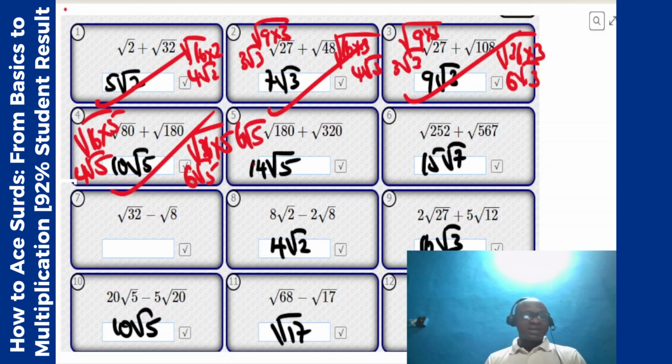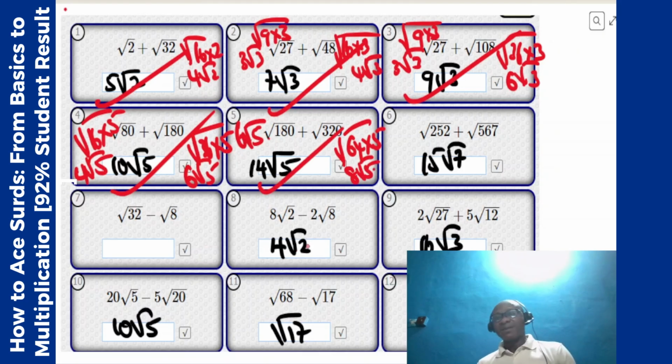Then here 320. 320 is the same thing as 64 multiplied by 5, the square root of 64 multiplied by 5. So this is 8 root 5, and this is 6 root 5. Addition of the 2, yeah, you are very accurate. Then in this 252, if I do 252 divided by 7, it will give me 36. So here is square root of 36 multiplied by 7, and then 567.